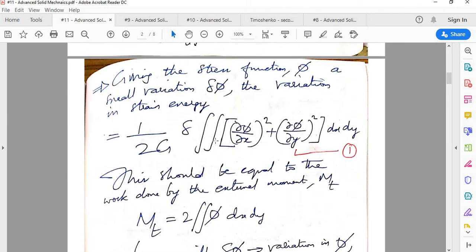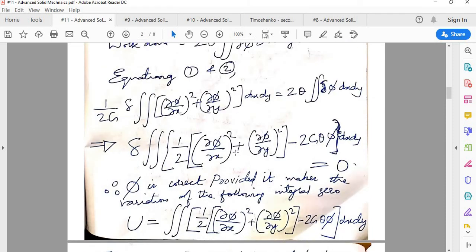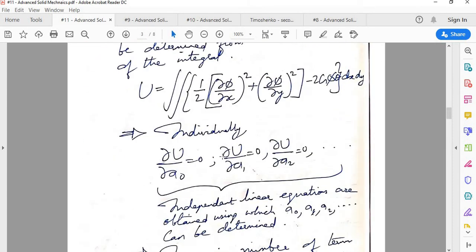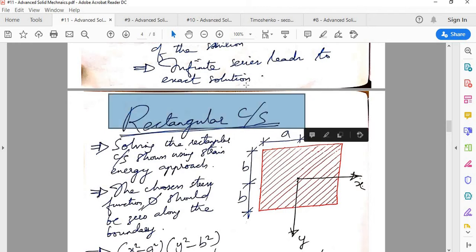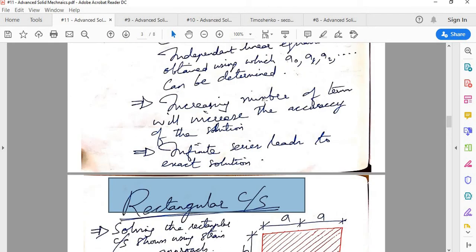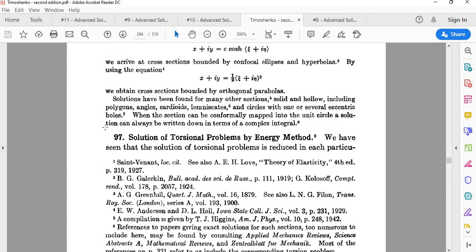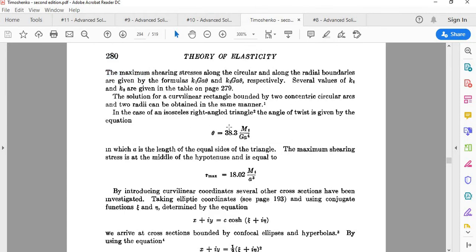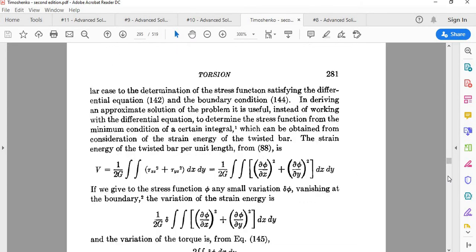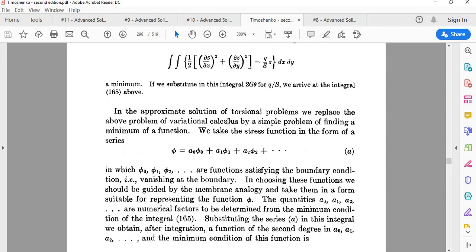All these things might look a little hazy to you. So let us try to solve a particular problem. Okay. So let us try to solve the problem of a rectangular cross section in terms of the strain energy approach that we already discussed right now. Now in the textbook by Timoshenko, it is section number 97 on page 280. Okay, so you can go through that. Whatever I discussed right now, a summary of that is already there.